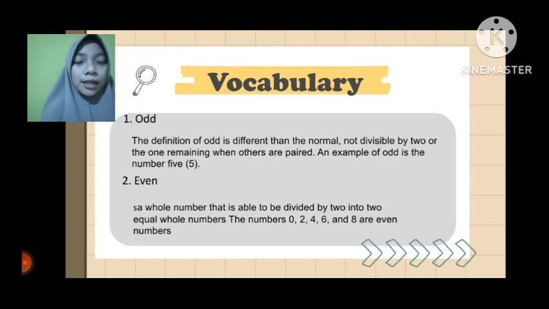Two, even. Even is a whole number that is able to be divided by 2 into 2 equal whole numbers. The numbers 0, 2, 4, 6, and 8 are even numbers. In Indonesia, we can say even is bilangan genap.